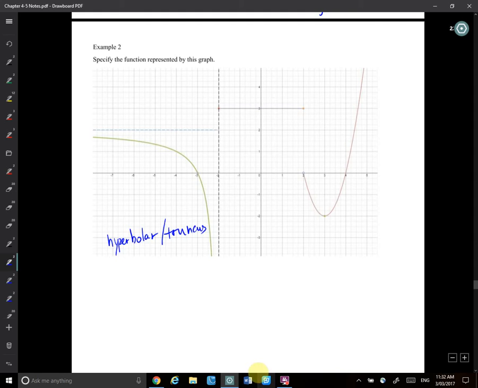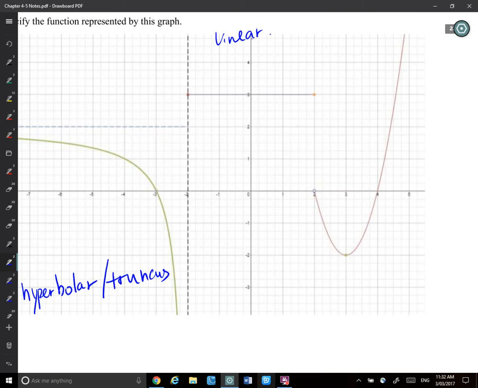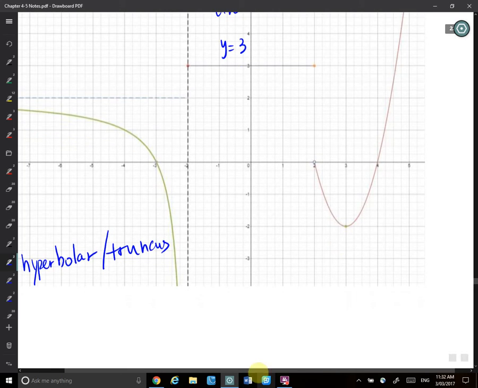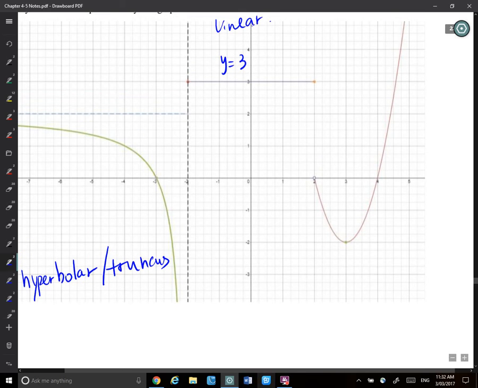For the second one, what's this? Linear, but this linear with equation what? That's the easiest one. So y equals 3, directly a horizontal line. And for the third one, what's that? Quadratic.